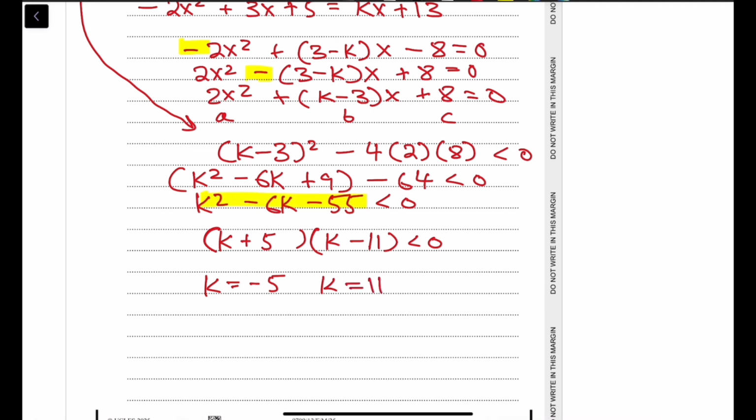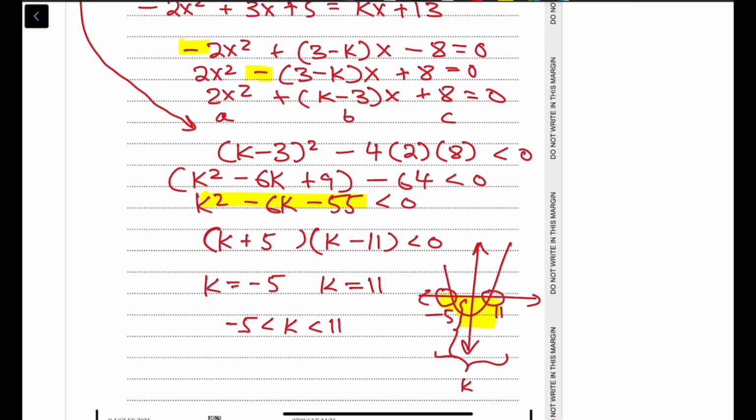If we draw out this graph for k squared minus 6k minus 55, you will find that it is like this, and it'll intersect with the x-axis at negative 5 and 11. As you can see, everything that lies below the x-axis is below 0, because it's obviously down here. So k is within this range, therefore k is all of what is greater than our negative 5 and less than our 11.